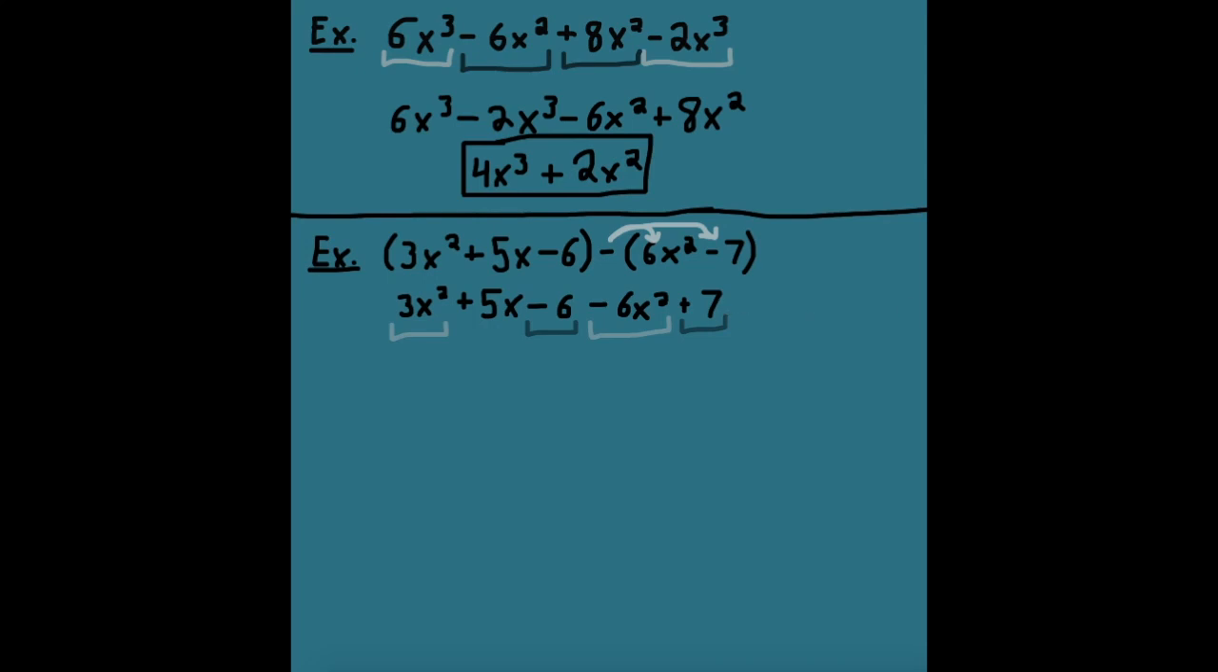I can rewrite the problem in a different order as 3x squared minus 6x squared plus 5x minus 6 plus 7. 3x squared minus 6x squared is negative 3x squared. 5x will stay 5x since there is not another x term to add or subtract by. Negative 6 plus 7 is 1. Therefore, our final answer is negative 3x squared plus 5x plus 1.